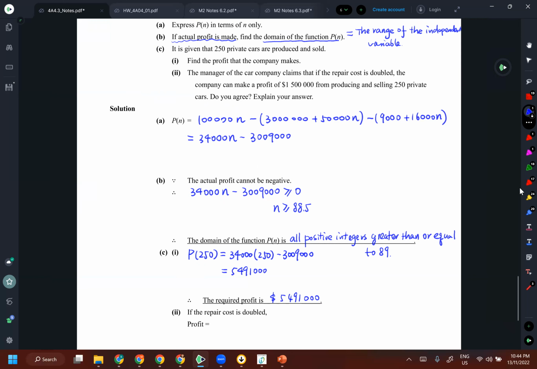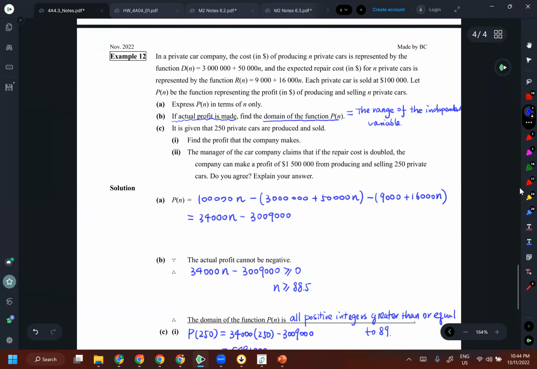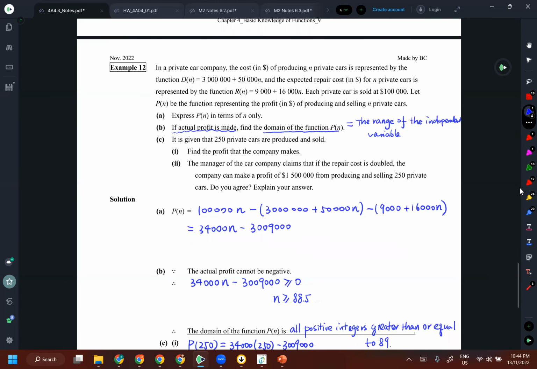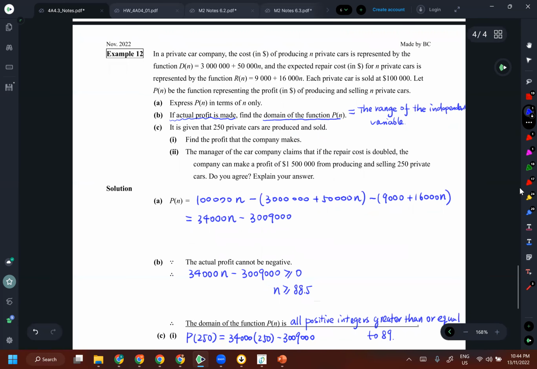Now let me try to understand what the manager wants. The manager says that the repair cost is doubled. He doesn't mention the other cost, the producing cost. So let's assume that cost is unchanged, right? And the profit is 1,500,000 from producing and selling 250 private cars.